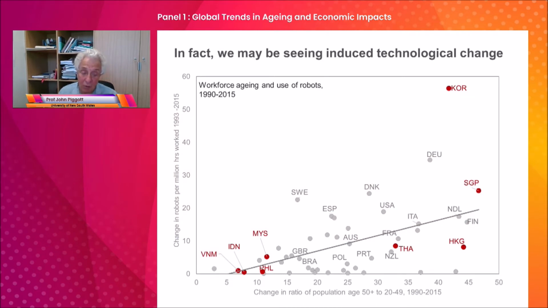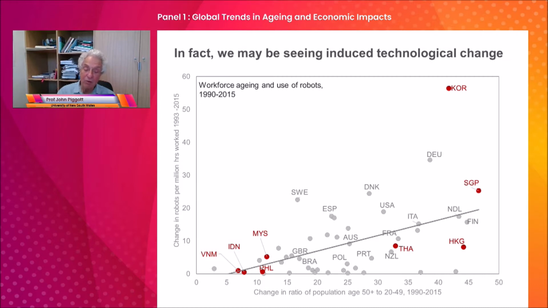Okay, so here what we're looking at is a very crude measure of induced technical change. So we're looking at workforce aging, the change in the ratio of the population aged more than 50 as a ratio of 20 to 49 over a period of 25 years between 1990 and 2015. And then we're going to use as our measure of technical change the change in the number of robots per million hours worked over roughly the same period.